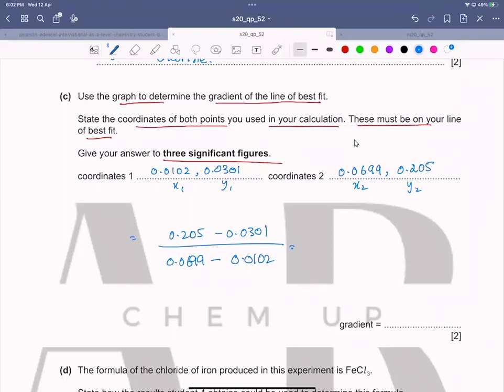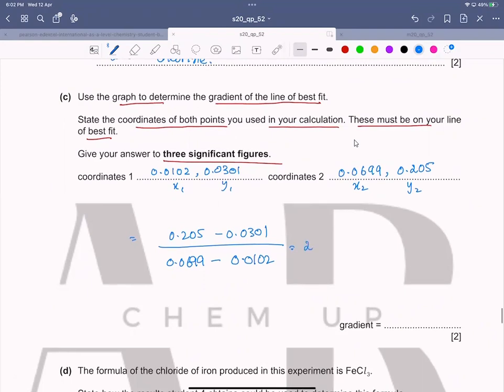The gradient is 2.930. Okay, so the gradient is 2.930. Yes, everybody else also solved it. Yes, Ahmed, what gradient are you getting?